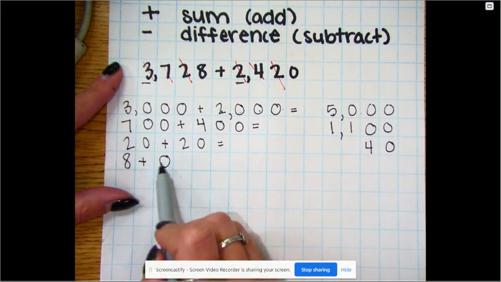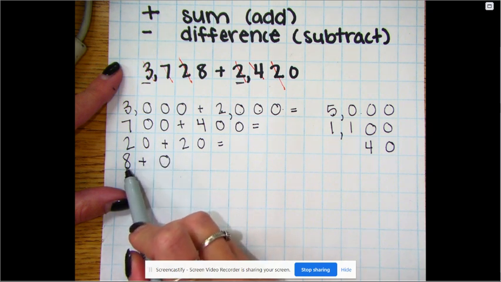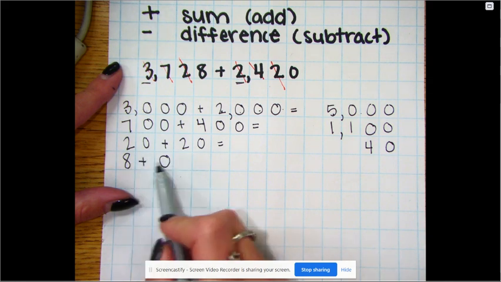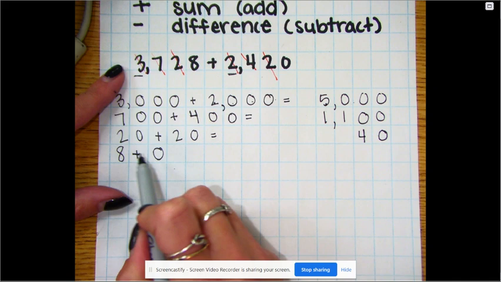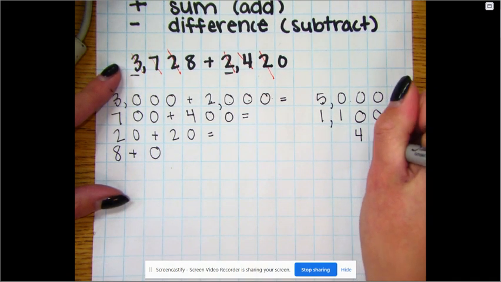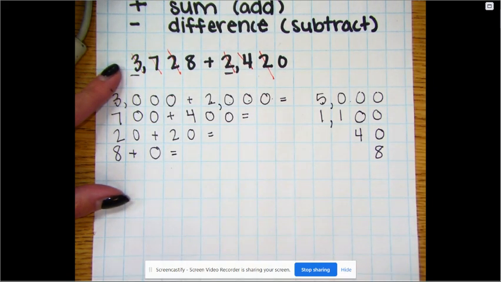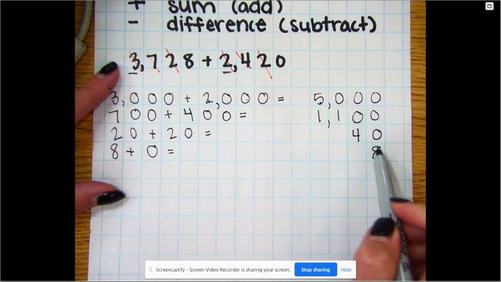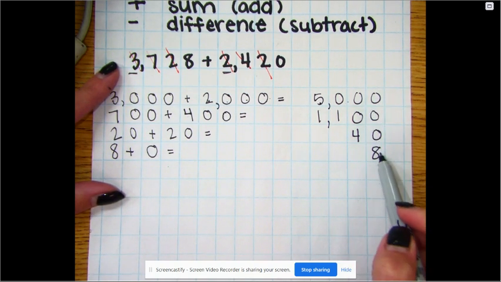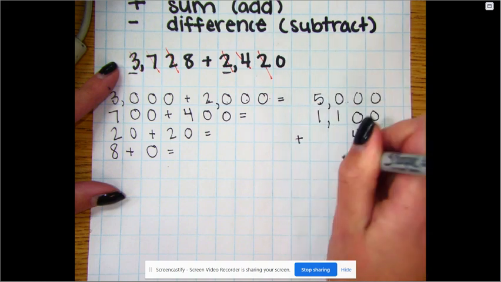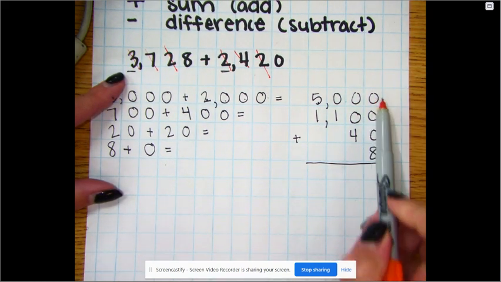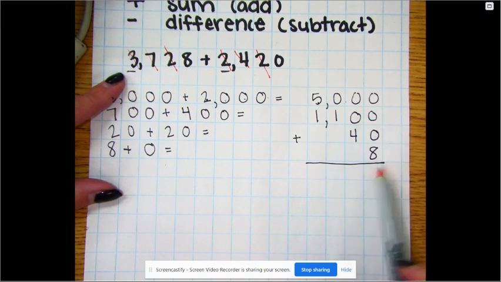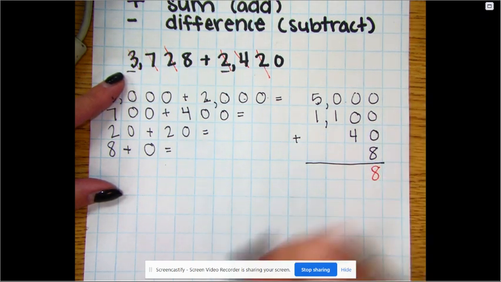Ooh, that's the identity property. Anything plus 0 is the same number. That's a really good property right there. Love that property. So the identity property tells me that 8 plus 0 is going to be 8. Now that I have all of these numbers lined up in the correct place value, I'm going to add them together. 0 plus 0 plus 0 plus 8. Well, that's going to be an 8.